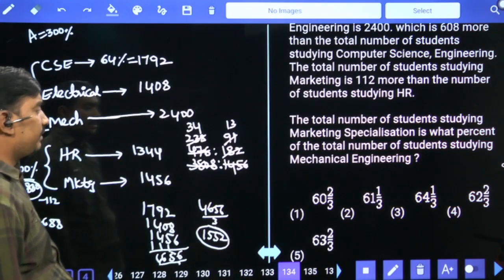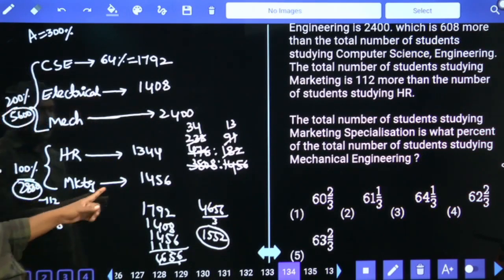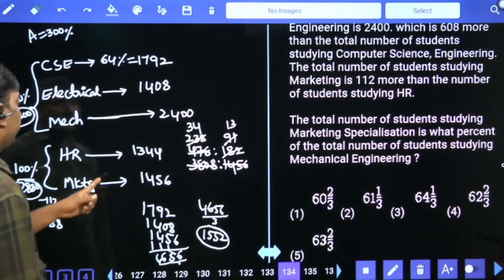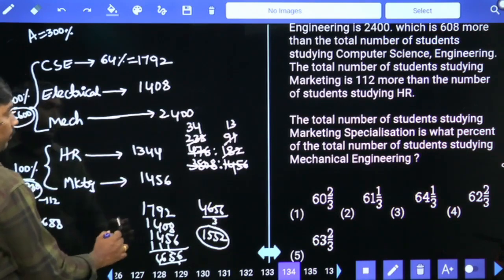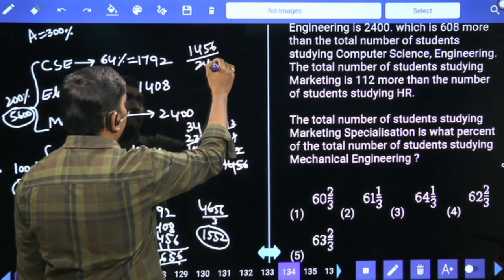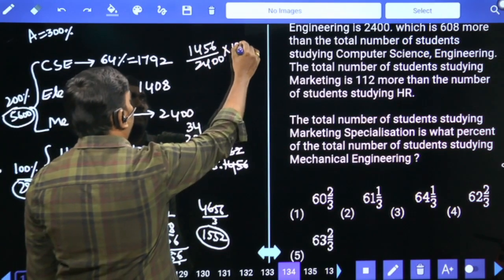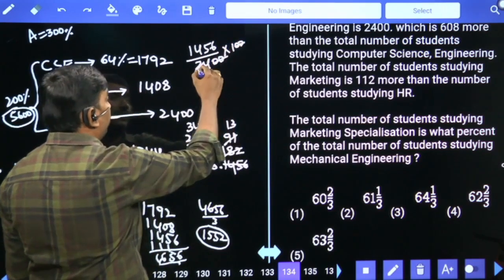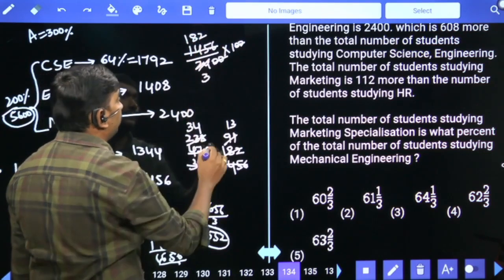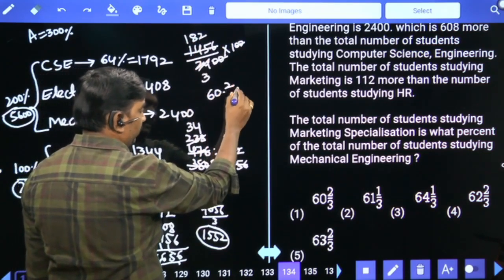Total number of students studying marketing specializations, 1456, is what percentage of the number of students studying mechanical engineering? 2400. 1456 is what percent of 2400? It comes to 62 by 3%.